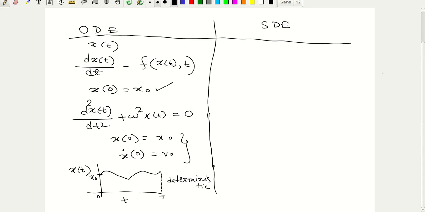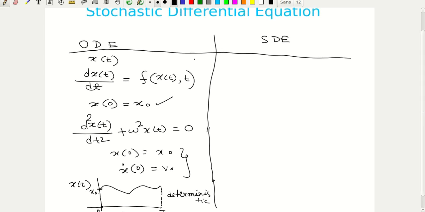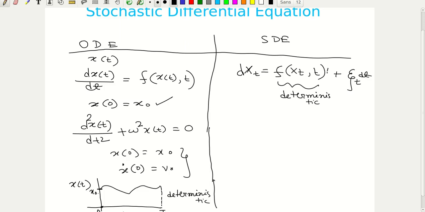But what will happen in the case of stochastic differential equation? That is our point of study today. In the case of stochastic differential equation, you denote the variable by capital X. So dX of t is equal to f of X of t comma t, which is basically the deterministic part. There will be two parts, one is deterministic and another one is the stochastic part. So here there will also be a dt multiplied.